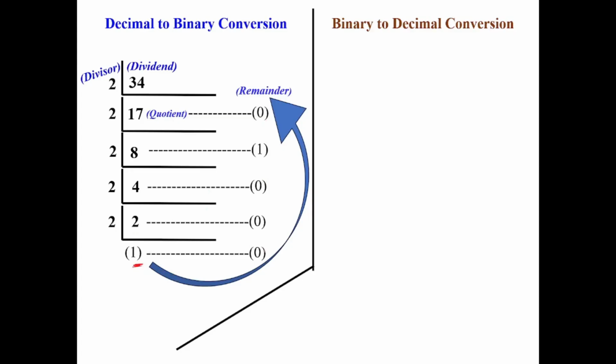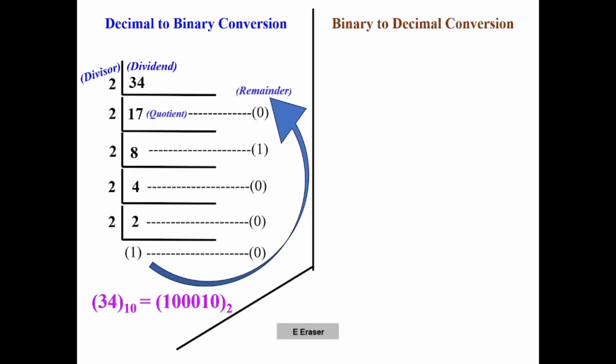Here, how do we write it? Like this: 1 0 0 0 1 0. So here 34 is the decimal number and the corresponding binary number is this one. Why is it called binary? Because each digit is either 1 or 0. So this is the binary representation of decimal number 34. Now we have to verify that it is so.